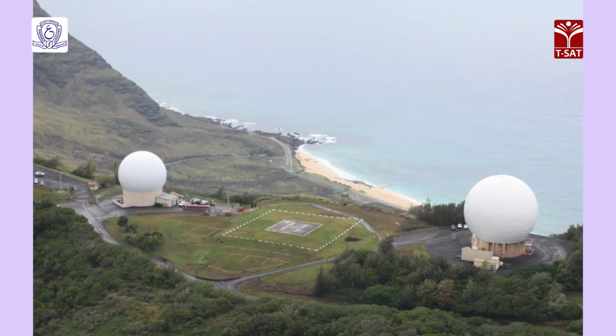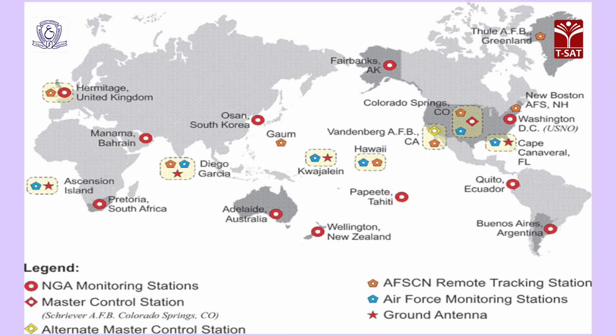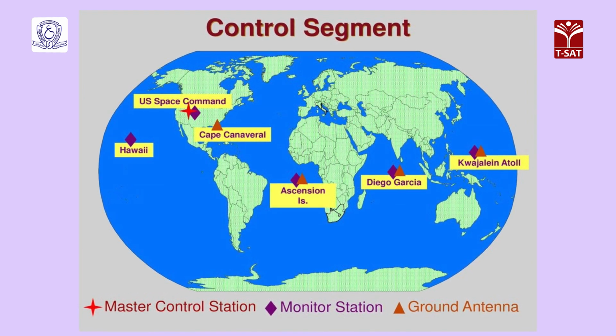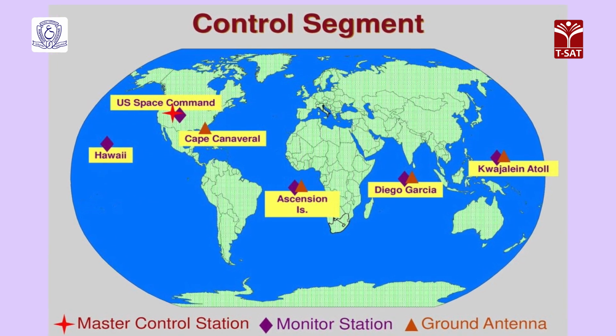Control segment. The control segment of the Global Positioning System consists of one master control station, MCS, located at Falcon Air Force Base in Colorado Springs, Colorado, and 4 unmanned monitor stations located strategically around the world. Example: Hawaii Monitor Station, Ascension Monitor Station, Diego Garcia Monitor Station, Kwajalein Monitor Station. In addition, the Air Force maintains 3 primary ground antennas located more or less equidistant around the equator.